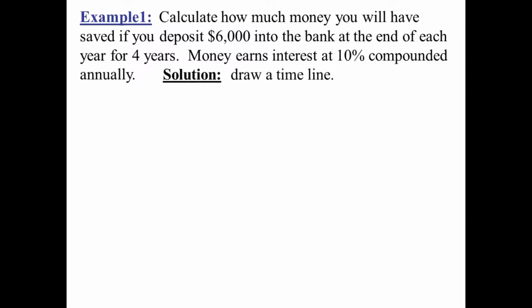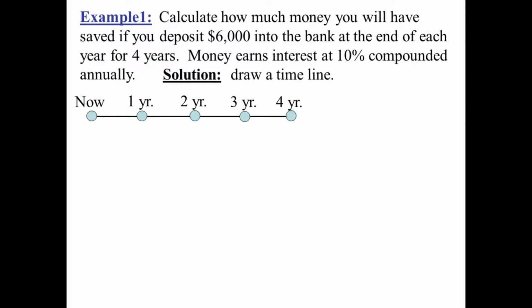So, the solution. The solution involves drawing a timeline. It's a good way to communicate what you're thinking. It's called a timeline. Here's a timeline. We'll notice that in this timeline, time ticks to the right. So this is now, and then a year goes by. We've got 1 year, 2 years, 3 years, 4 years.